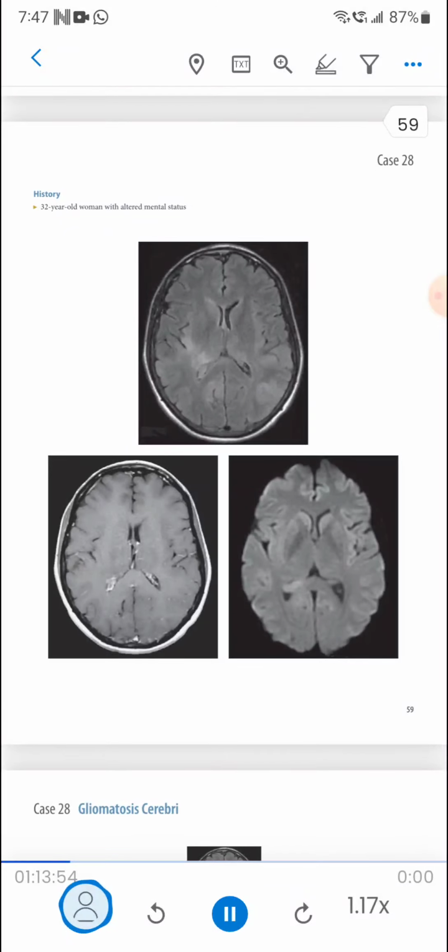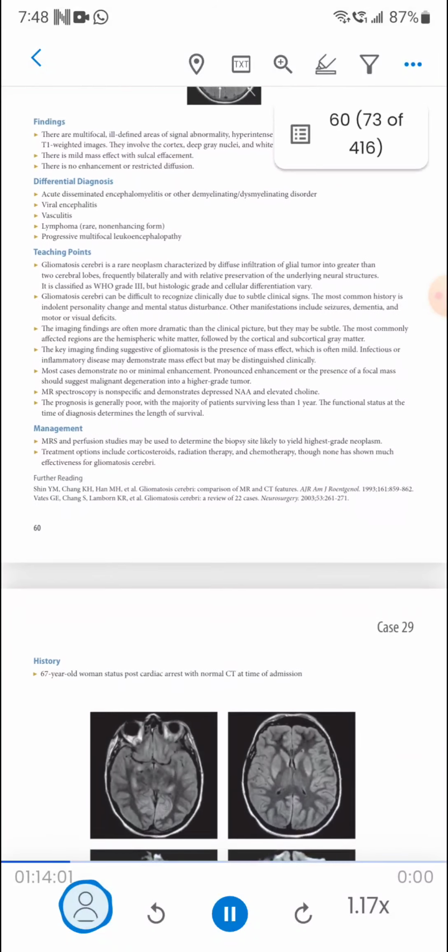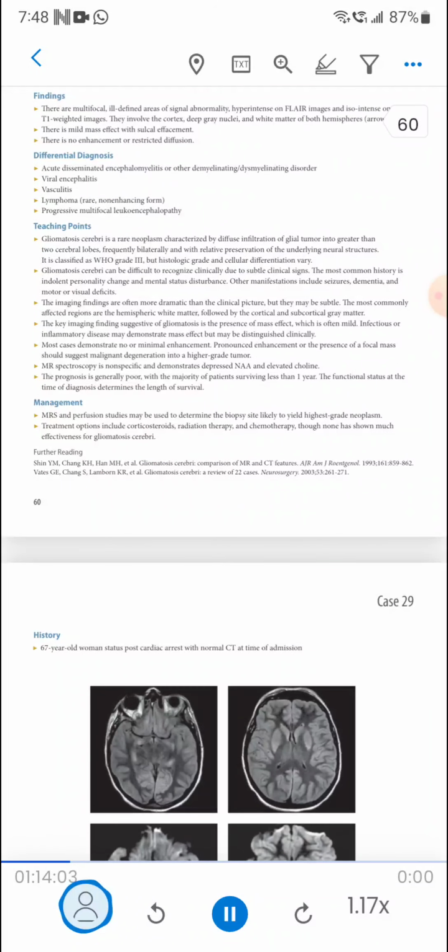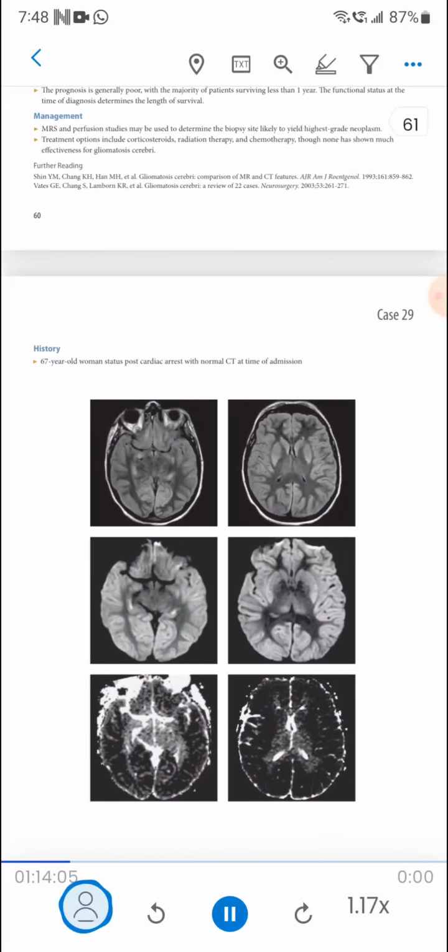Differential diagnosis. Acute disseminated encephalomyelitis or other demyelinating, dysmyelinating disorder, viral encephalitis, vasculitis, lymphoma, rare, non-enhancing form, progressive multifocal leukoencephalopathy.